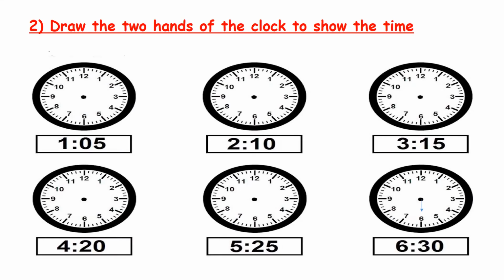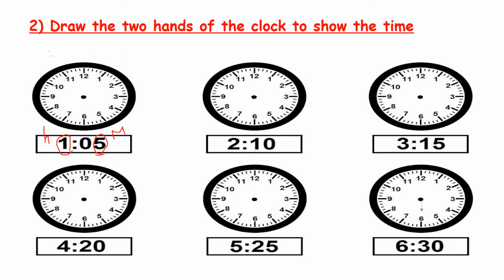So now we're gonna draw the two hands. So let's draw the two hands. So here the time is 1 and 5 minutes. So this one is 4 hours, and this 5 here we write the minutes. So 1 is the short hand for the hour and 5 is the minute, so it's the long hand.